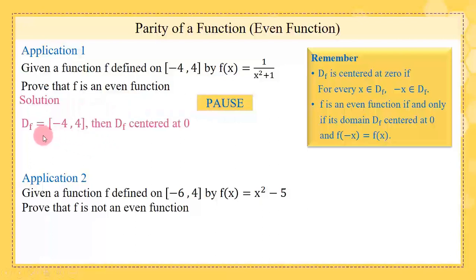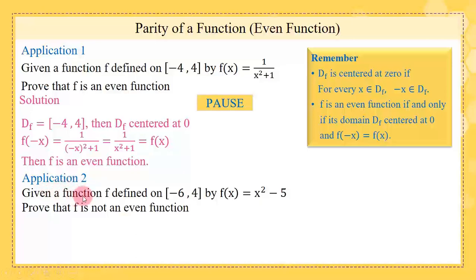Solution. First of all, the domain of f is ℝ, then the domain of f is centered at 0. f of minus x equals 1 over minus x squared plus 1, equals 1 over x squared plus 1, which is equal to f of x. This means that f is an even function.